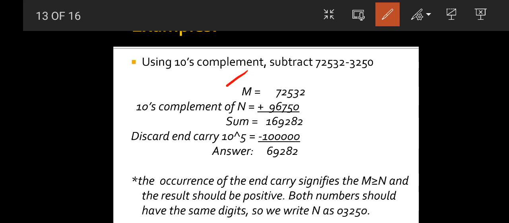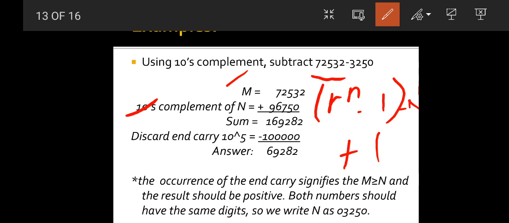This will be your m, 72,532, and your r's complement of your n. I said 96,750. So you will be using r raised to the power of n minus 1, minus your n, plus 1. Since the r's complement is your radix complement, you have to get the r's complement of your n.